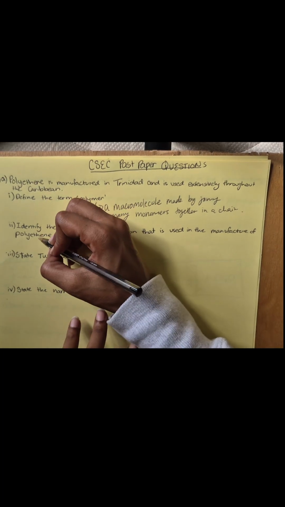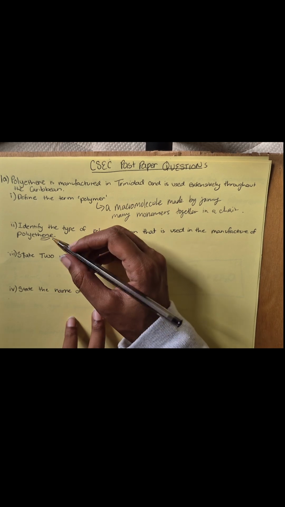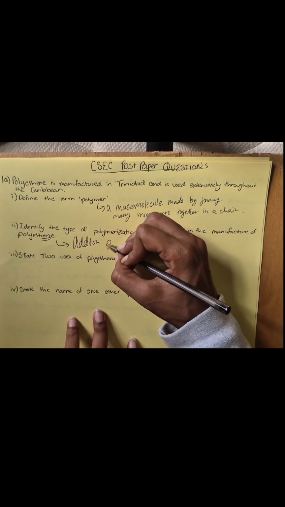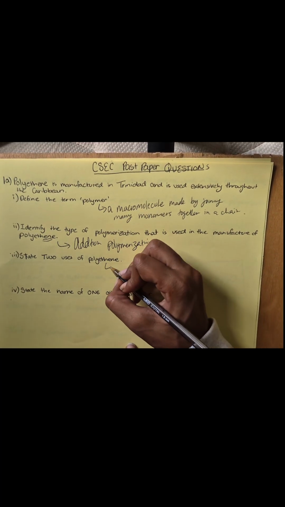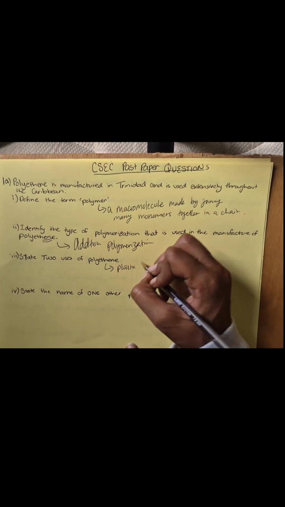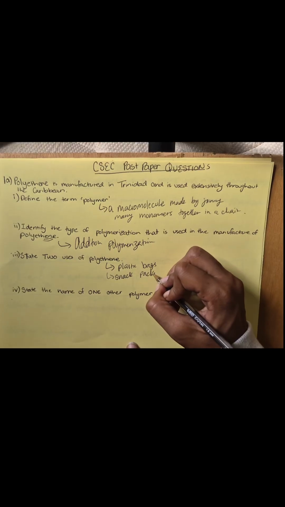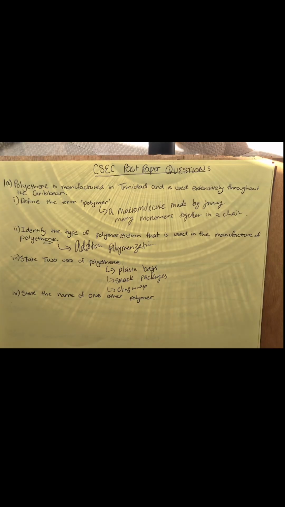All right, identify the type of polymerization that is used in the manufacture of polyethylene. So already we know this is many ethenes, that's an alkene, so it's a polyalkene, which means it's a plastic, which means it's addition polymerization. That's our polyalkenes. State 2 uses of polyethylene. So polyethylene, that's our plastic bags. That's the packages for snacks. That's cling wrap. I know it said 2, but I'm just giving you all the options here.